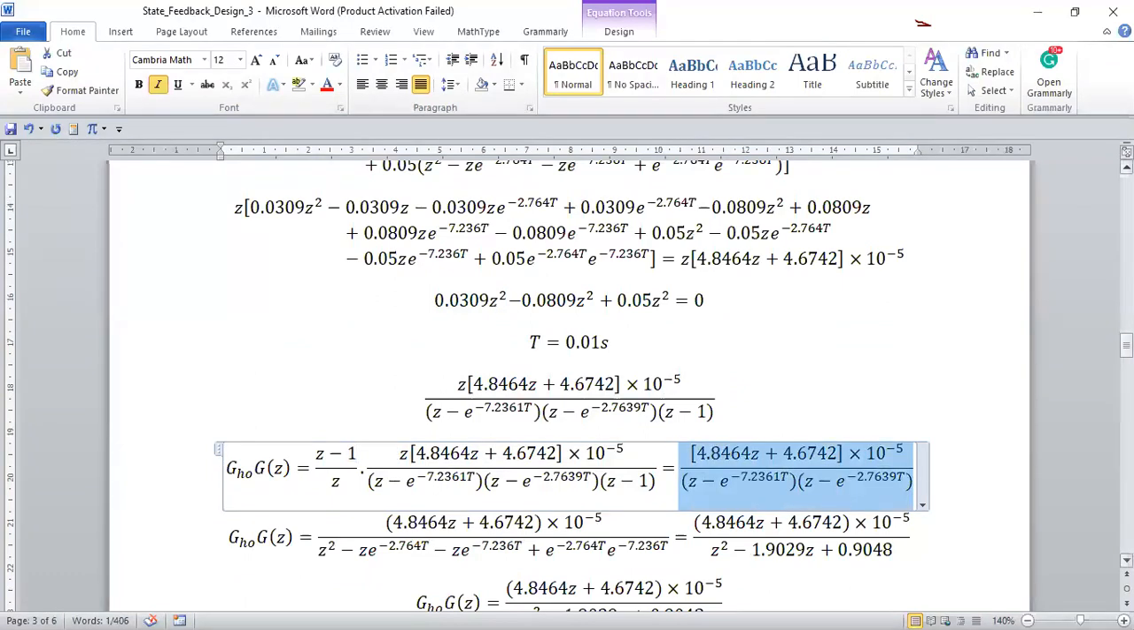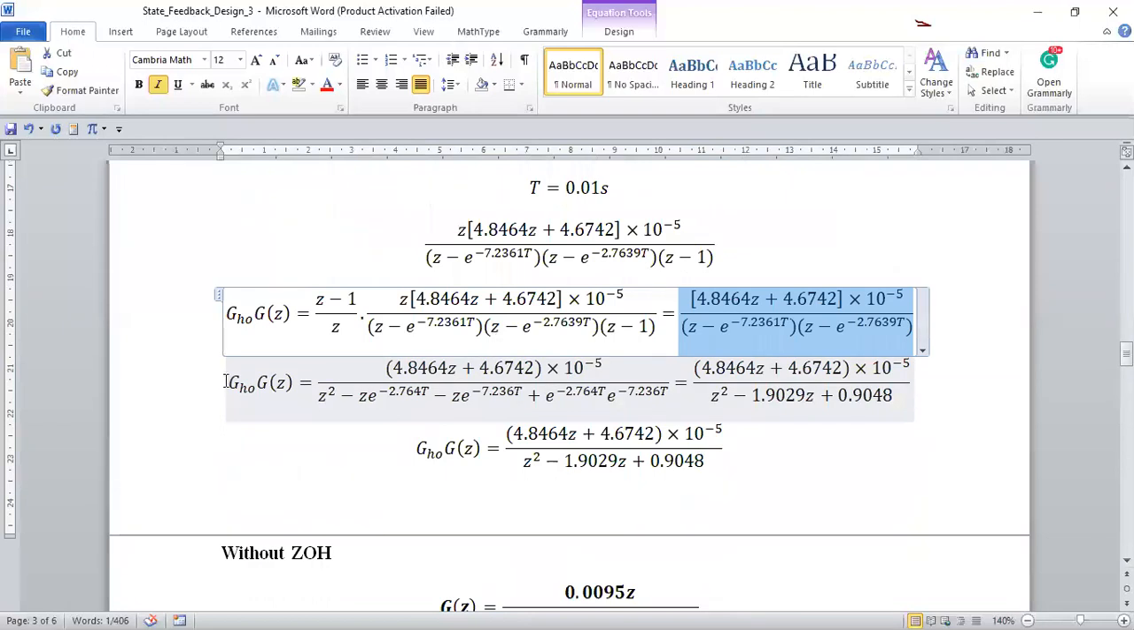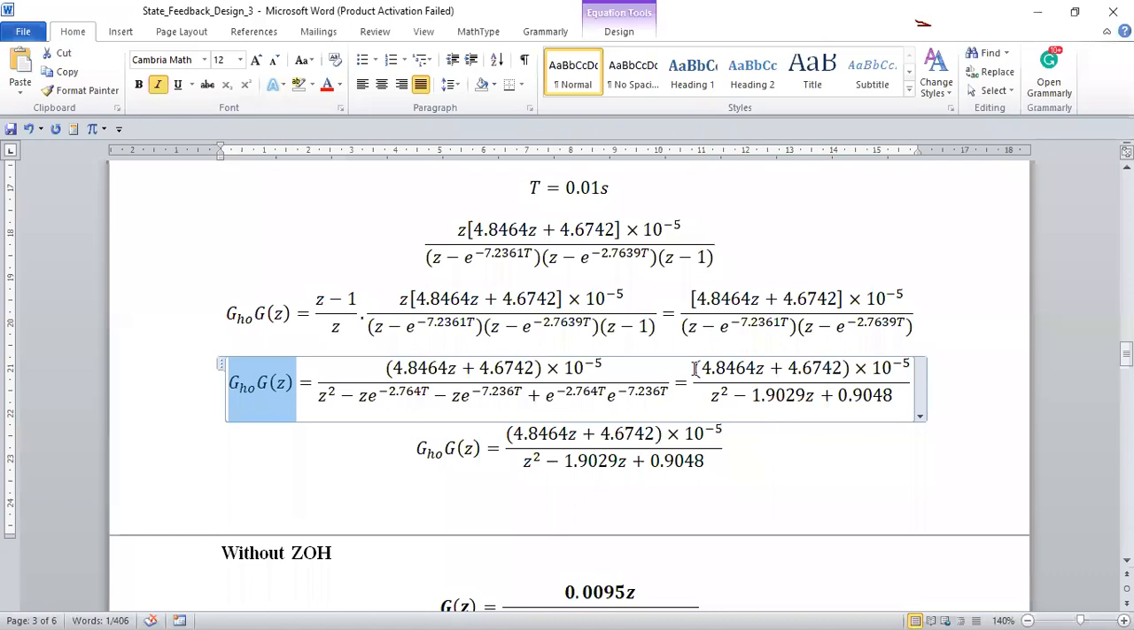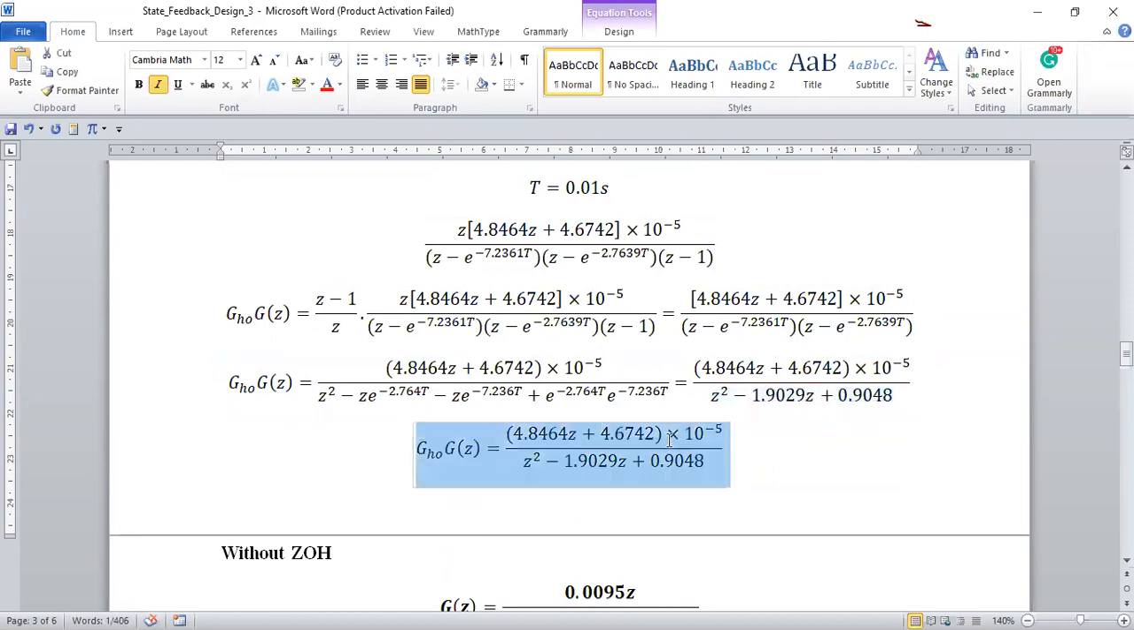So this is the expression for the transfer function using the zero order hold. Then you simply expand this. We got this. Then you include the T. T is 0.01. When you include the T, you arrive at this polynomial. Then the z transform of this mass spring damper system, including the zero order hold, is given by this expression.